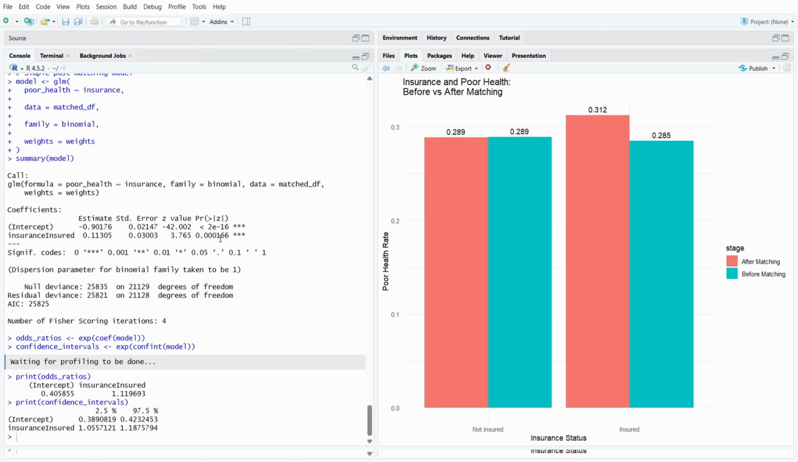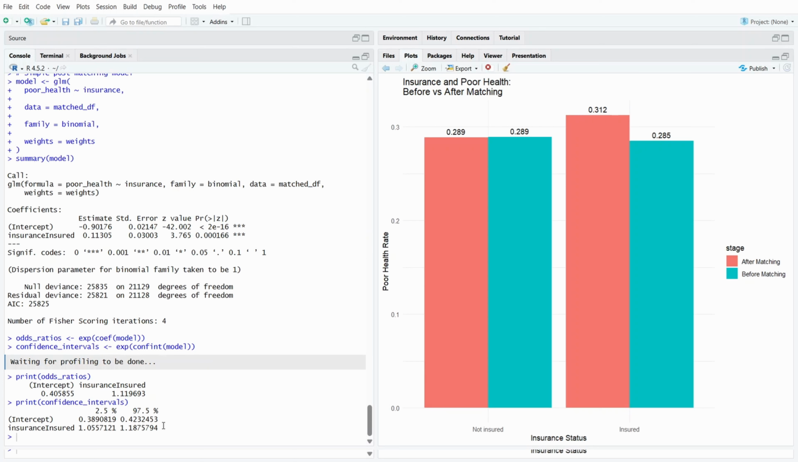However, logistic regression coefficients are expressed in log odds, which are not very intuitive, so we exponentiate the coefficient to obtain the odds ratio. The odds ratio for insurance is 1.12. This means that after matching, insured individuals have approximately 12% higher odds of reporting poor health compared to uninsured individuals. The 95% confidence interval ranges from 1.06 to 1.19, and importantly, this interval does not include 1, which reinforces that the association is statistically significant.